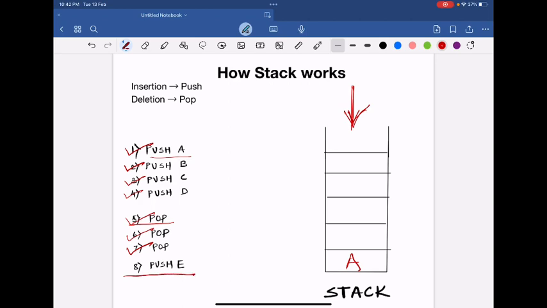Now if I have to insert E, again this E will be inserted at the top of the stack, above A. So this is how push and pop operations are performed on a stack.